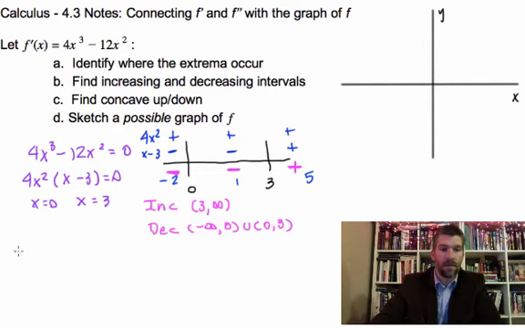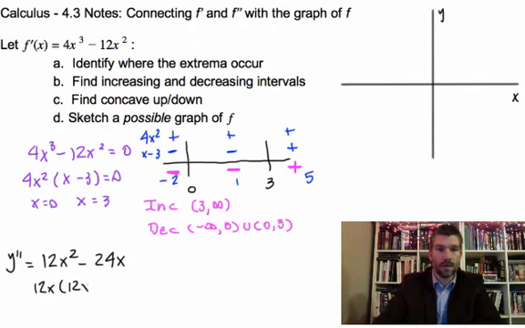Now, second derivative. What's that going to be? Take the derivative of the first derivative. So it's going to be 12x squared minus 24x. And set that equal to 0. So when I do this, I can factor out a 12x. Whoops, that should be 12x. So that should be x minus 2. Set each piece equal to 0, and you get x equals 0 and x equals 2.